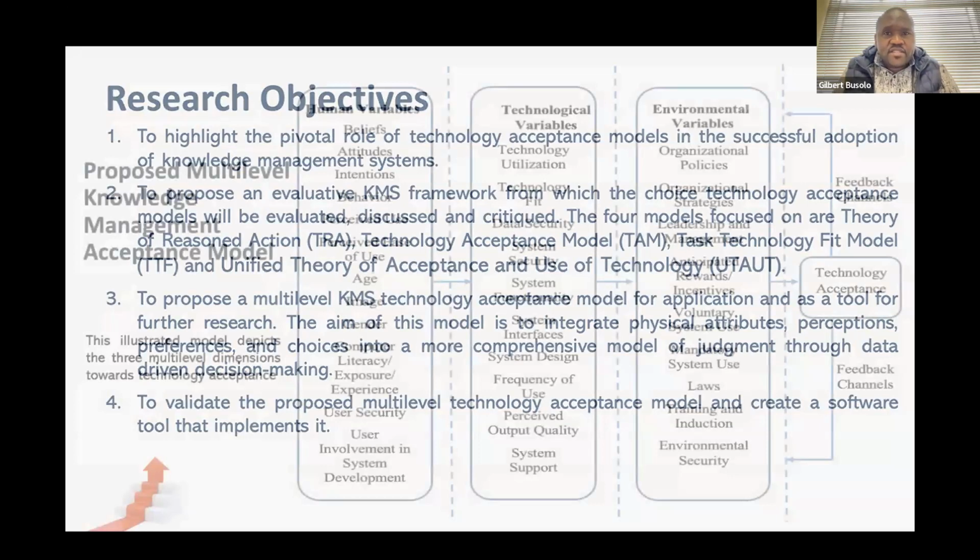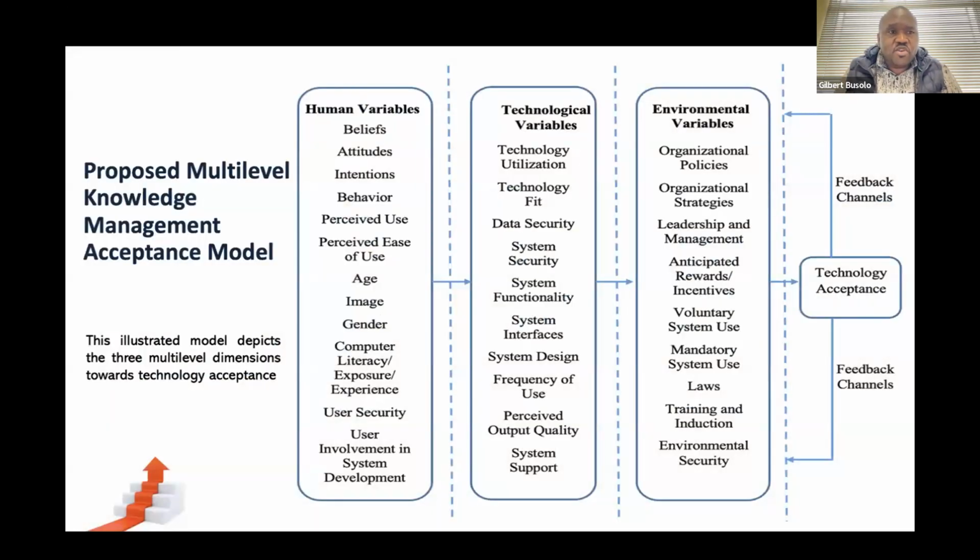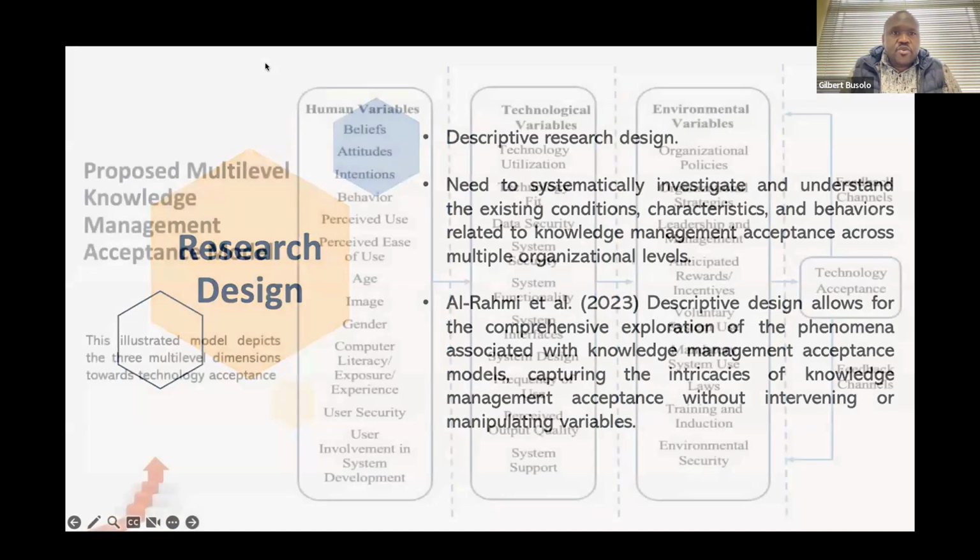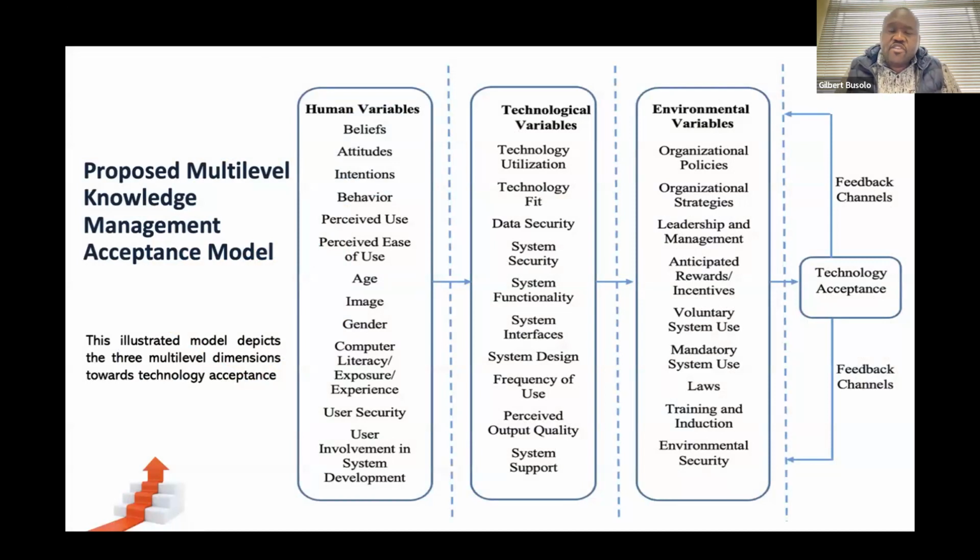So basically, this is the model, the proposed multi-level knowledge management model. So this model, basically, is multi-level because it looks at three main variables. That is the human variable, the technological variable, and the environmental variable, as variables which are key in technology acceptance.